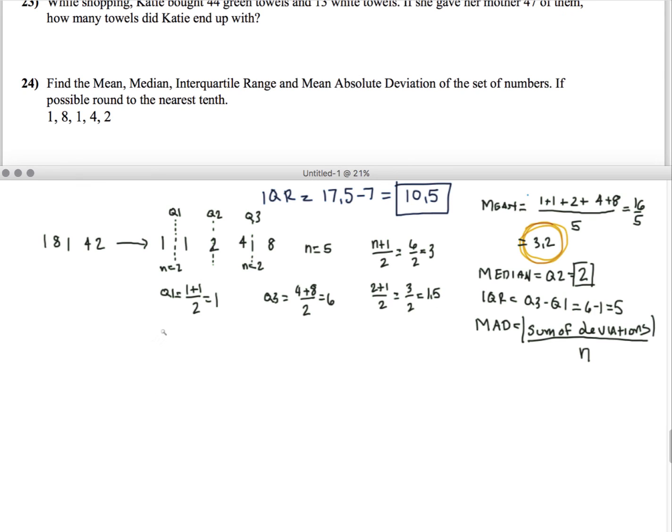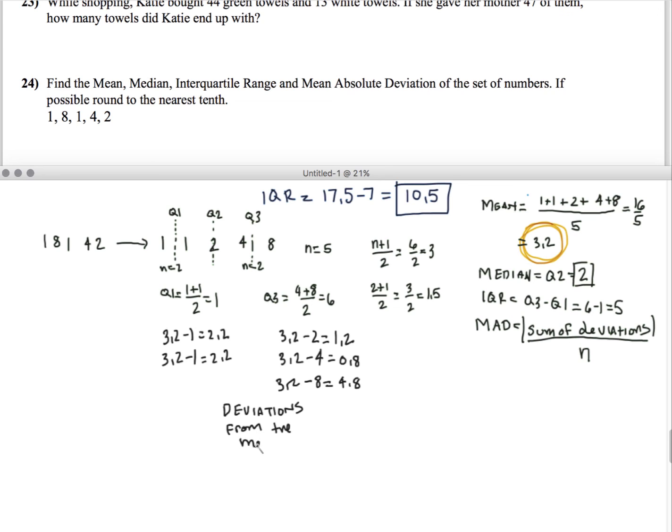So let's go ahead and start. Since our mean is 3.2, 3.2 minus 1, our first value. 3.2 minus 1 again, our second value. 3.2 minus 2, our third value. 3.2 minus 4, our fourth value. And 3.2 minus 8. Doesn't matter the way you do it, you're still going to get the same. And remember, these are absolute values, which is why we have no minuses. Now, these are what we call our deviations from the mean, because they're all the differences from the mean, right?